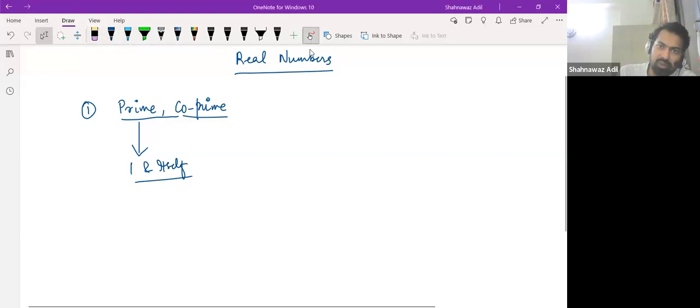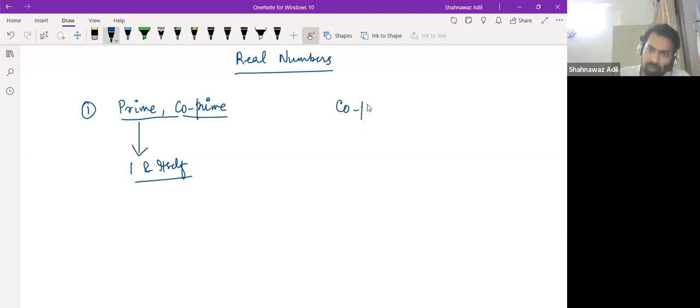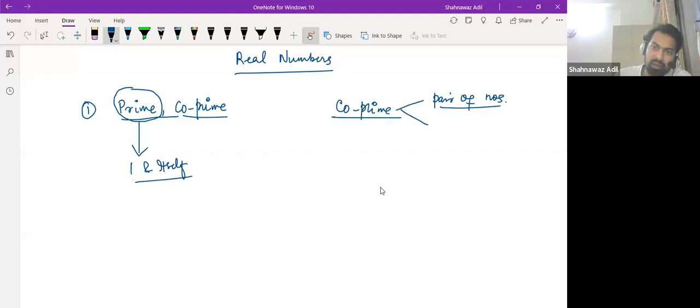Yeah, so I was talking about these co-prime numbers, right? What are the co-prime numbers? So in the prime number, we talk about one single number, right? In co-prime numbers, we talk about pairs of numbers. Okay, and what is the property of those pairs? That they have only one as a common factor, right?